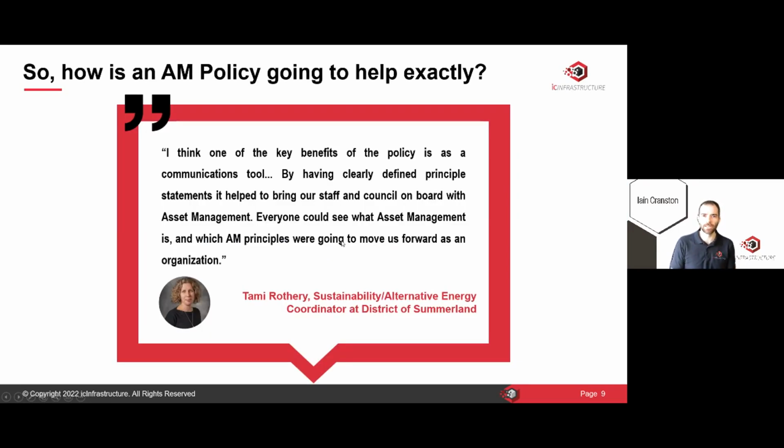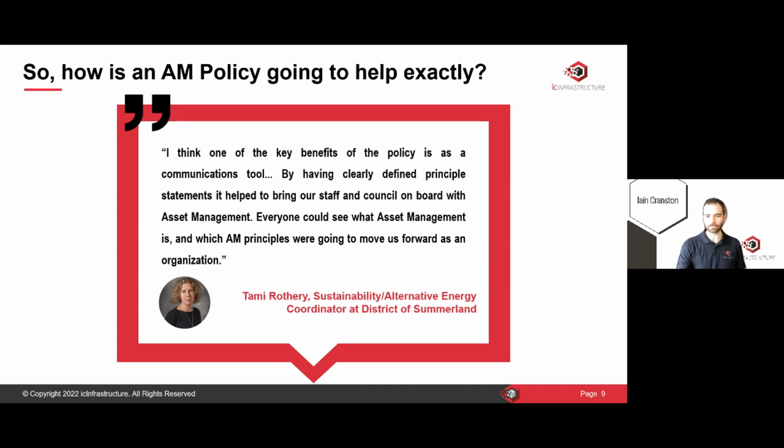So how is an asset management policy going to help exactly? Throughout the session today, I've got a few quotes from various clients that we've worked with over the years. Here's one from the District of Summerlands. I think one of the key benefits of the policy is as a communications tool. By having clearly defined principle statements, that helps bring our staff and council on board with asset management. Everyone can see what asset management is and which asset management principles are going to move us forward as an organisation. It's really getting everyone on that same page with understanding what we're trying to do here and the direction that we're heading in.